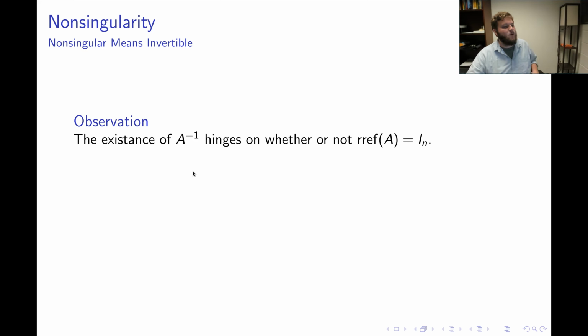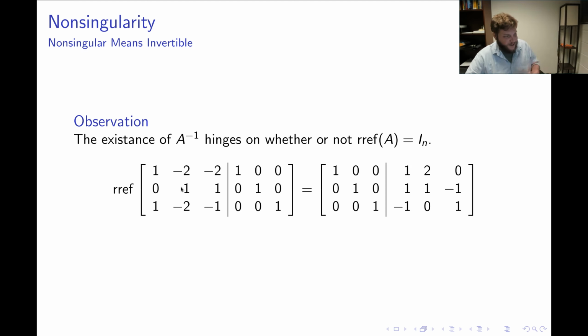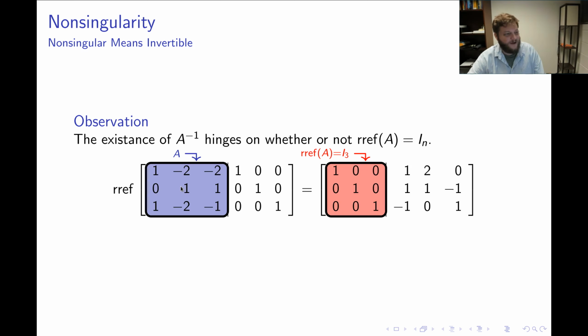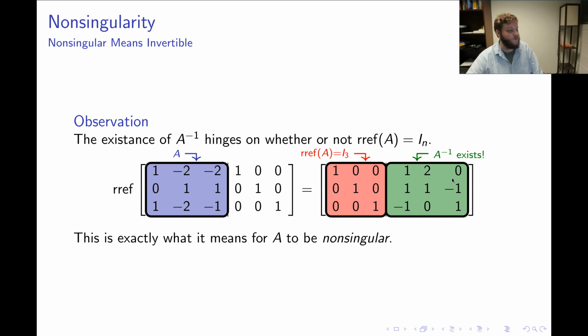Now, one thing to notice here is that what our algorithm is telling us is that the existence of the inverse of A hinges on whether or not the reduced row echelon form of A is the n by n identity matrix. So here's an example. If I took a 3 by 3 A and augmented with the identity matrix, I could find the inverse by row reducing A until I reach reduced row echelon form. In this case, I get the 3 by 3 identity matrix, so the matrix inverse of A has popped out on the right here.